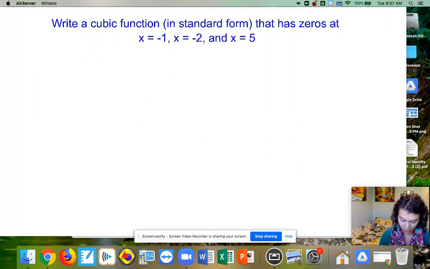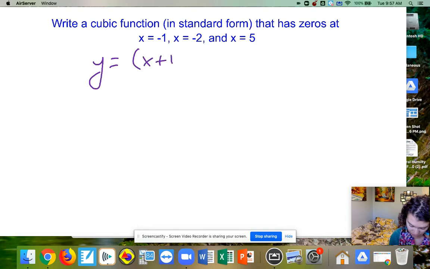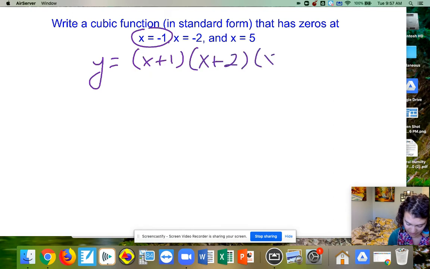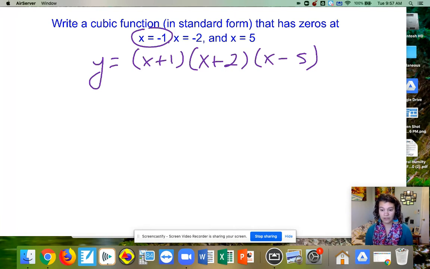So now we want to go backwards. So we want to write the cubic function from these zeros. So you're basically going to write out your factored form. So let's just say y equals, we'd have x plus 1 would give us the -1. So that's the opposite of what your 0 is. x plus 2, and then x minus 5. And then at this point, you're just going to expand everything out.